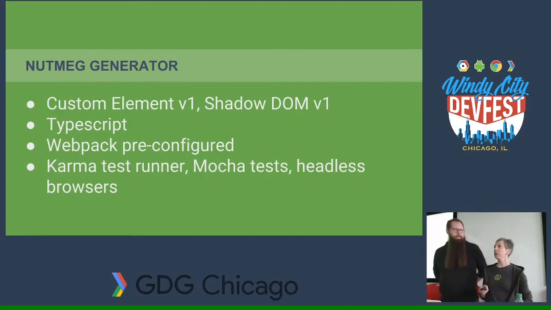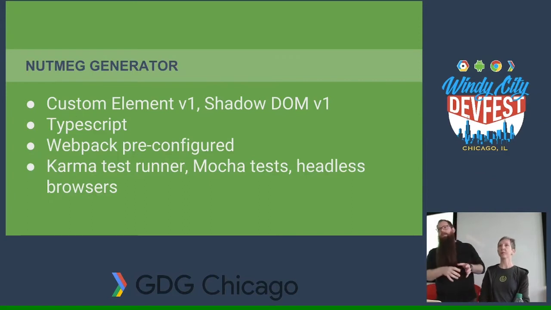So then you run the new command, Nutmeg does its stuff, and it generates a component for you. And what, Abraham, is in that component? Out of the box, you get custom elements v1, you get Shadow DOM v1. It has TypeScript, so both your element main source file as well as your tests are all TypeScript, so you get the strong typing. That's awesome.